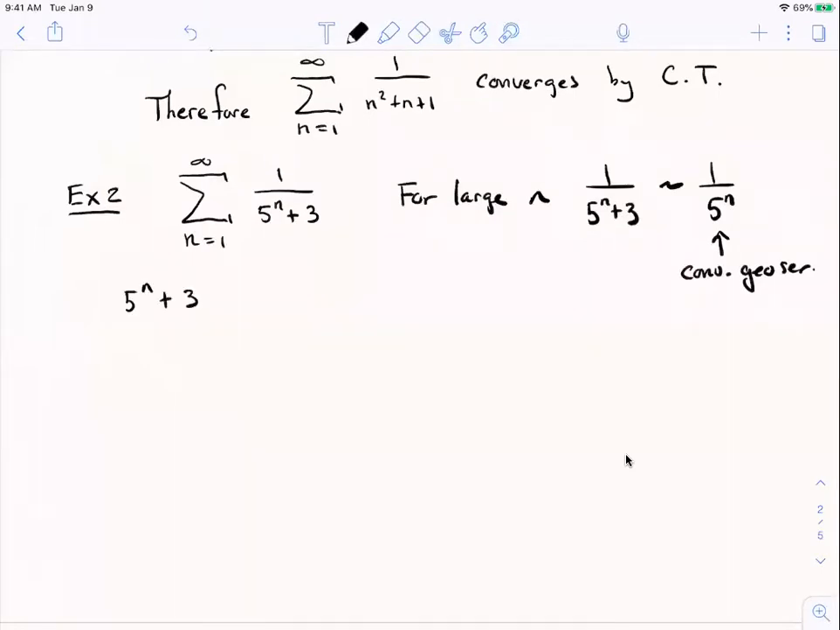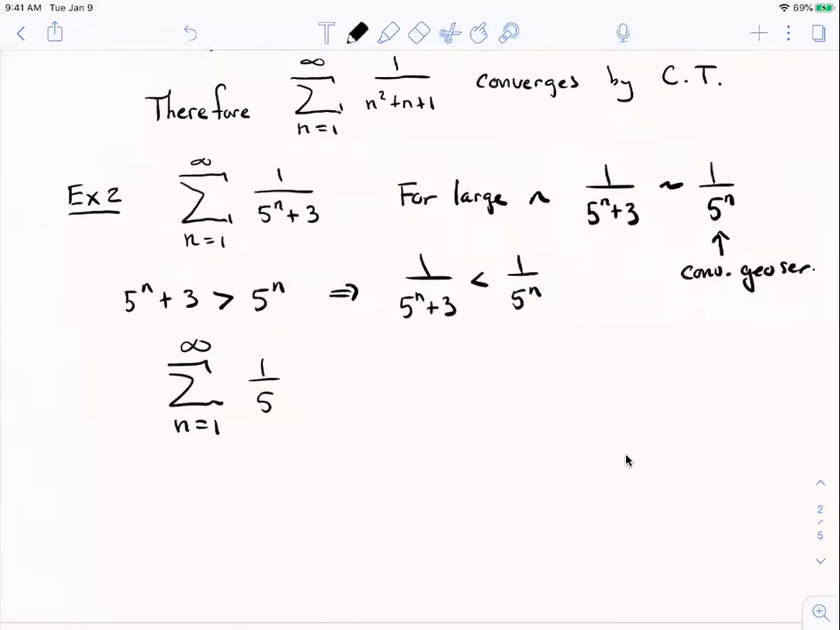5 to the n plus 3 is certainly bigger than 5 to the n. In fact, it's 3 bigger. So when you reciprocate that, this fraction has a bigger denominator, so it's a smaller fraction. The series whose terms are 1 over 5 to the n is a convergent geometric series. The geometric series test says that thing converges. So since we have the right inequality, we are bounded above by a series known to converge. I should be saying all terms here are positive.